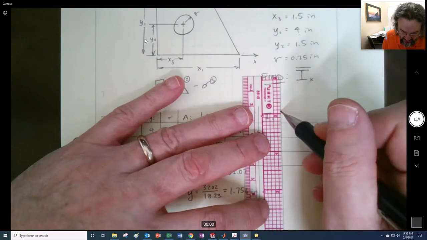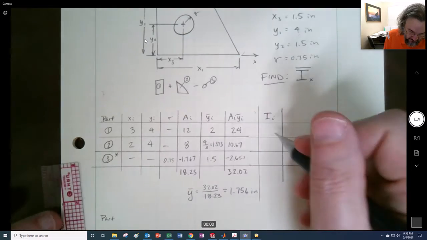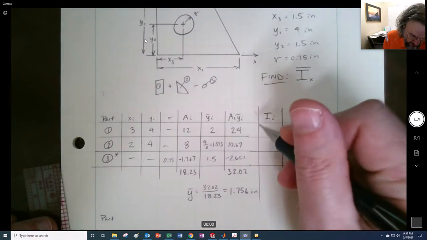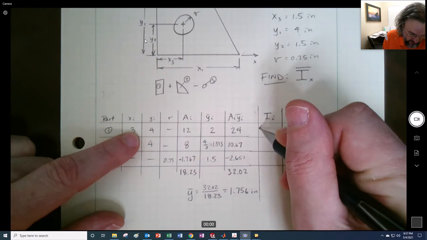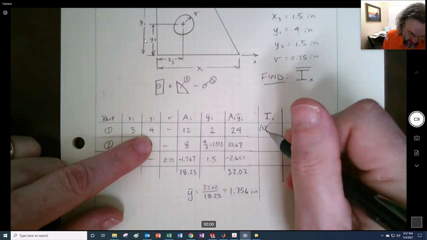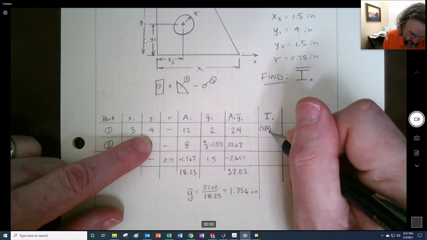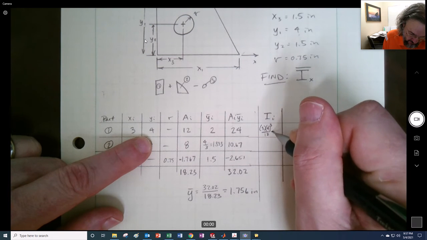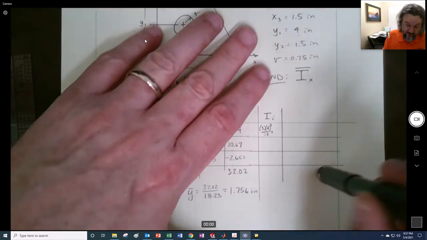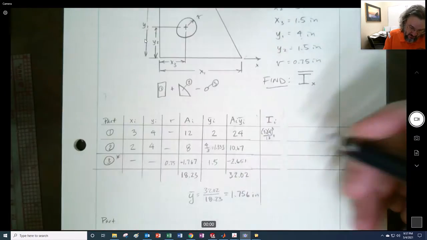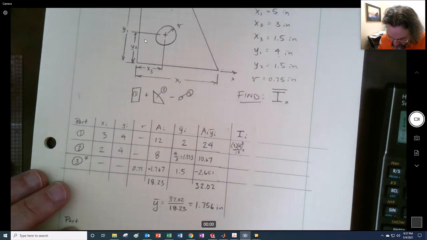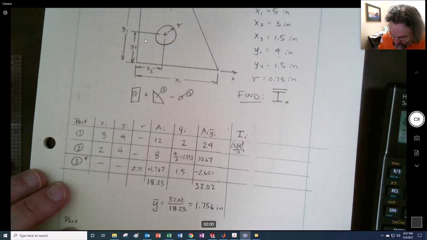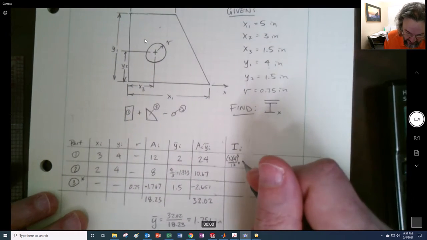All right. So the I here is BH cubed over 12. So the base is 3, and that's 4 cubed over 12. I didn't give myself enough room, so maybe I will wait to draw that until I see how much room I need. So 3 times 4 cubed here, times 3 divided by 12, and I get 16.